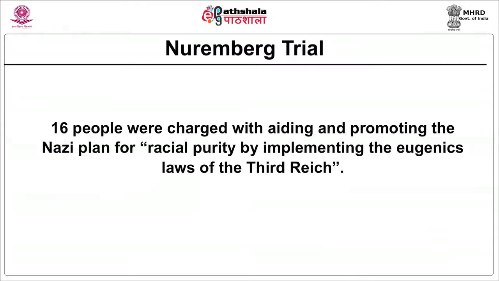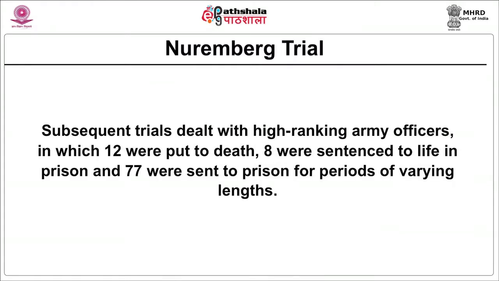16 people were charged with aiding and promoting the Nazi plan for racial purity by implementing the eugenics law of the Third Reich. Subsequent trials dealt with high-ranking army officers, in which 12 were put to death, 8 were sentenced to life in prison, and 77 were sent to prison for various periods of time.